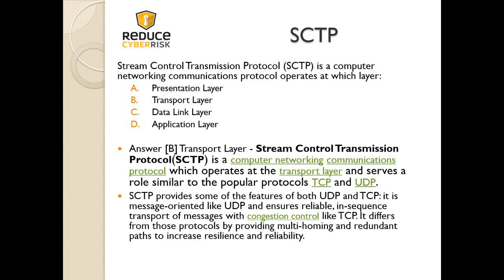It provides some of the features of both UDP and TCP. It's message-oriented like UDP and ensures reliable, in-sequence transport, which UDP doesn't always do. It also provides congestion control like TCP, whereas UDP is just basically a broadcast. It differs from these protocols by providing multi-homing and redundant paths to increase resiliency and reliability, but it's not as common as TCP and UDP. There are a lot of P's in there. The answer is the transport layer, which is B.